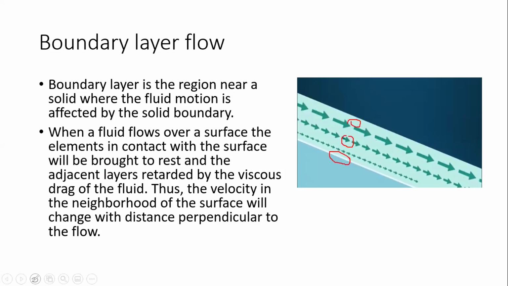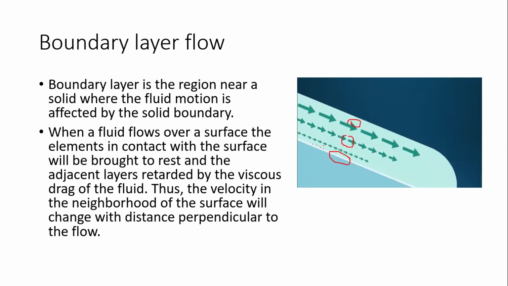So there's a point where the fluid motion is going to be affected by the solid boundary. When the fluid flows over the surface, the elements in contact with the surface will be brought to rest. So we spoke about that. Those elements, just the fluid molecules at the surface, are going to be brought to rest because they are adhered, or stuck, to the solid surface, right? And then the adjacent layers will be retarded by the viscous drag of the fluid. Realize that the fluid molecules just above the solid surface are at rest, and they are going to slow down the molecules above them, which will also slow down the molecules above them, right? So the velocity in the neighborhood of the surface will change with distance perpendicular to the flow. So that's where we had our velocity gradients coming in.